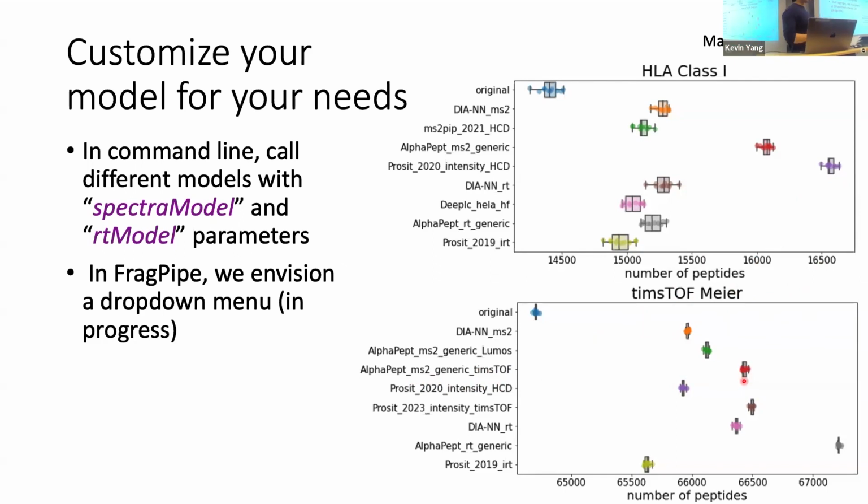And so if you're using it in the command line, you can call these different models, and in a future release of FragPipe, with the current MSBooster model with Spectra model parameter or the RT model parameter. And when we incorporate it in FragPipe, we're envisioning a drop-down menu that can just plug and chug whatever model you want to use.